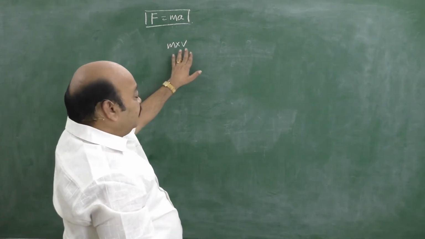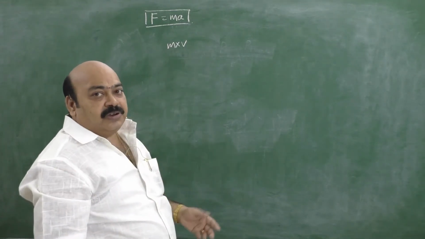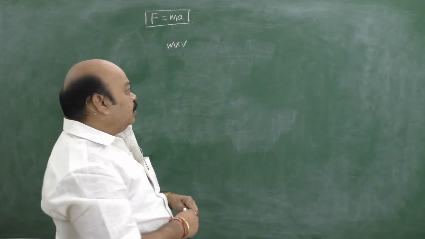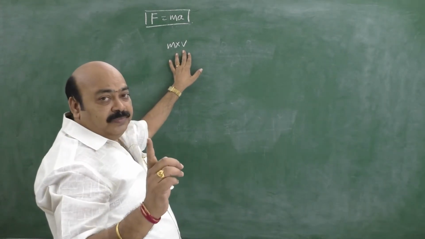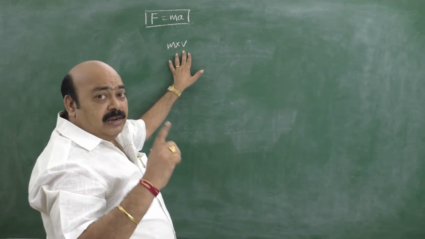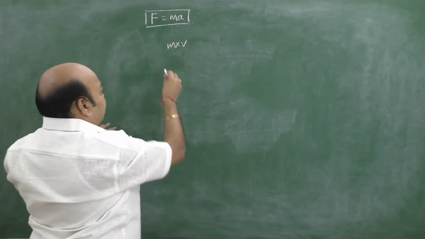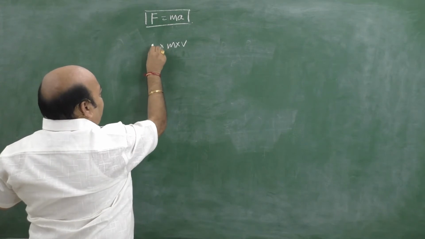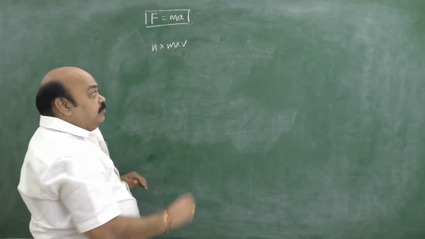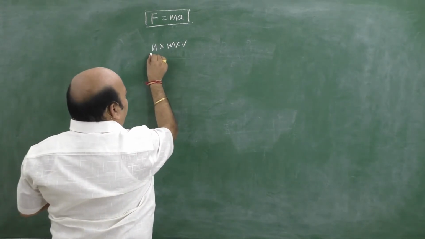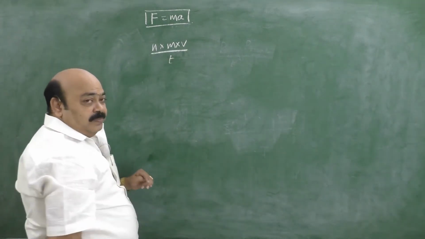Mass of the bullet is given, velocity is given. Their product is called momentum. This is the momentum of one bullet. Here, n bullets were released, so I am simply multiplying this by n: n into m into v. In what time? In a given time t.